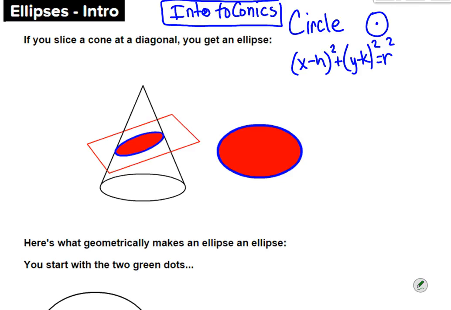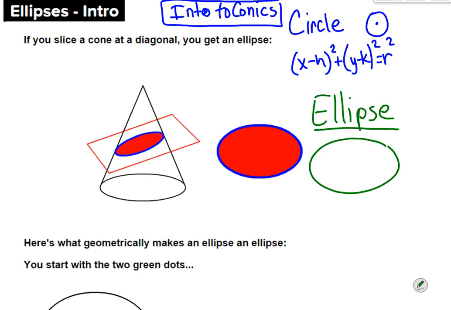So if we do this, we get an ellipse, E-L-L-I-P-S-E, and it looks like this oval shape. What we want to know about an ellipse is that it has two dots, here and here. For now you can just draw them anywhere, but I'll explain that as we look at this. Those two dots are called the foci, or focus.